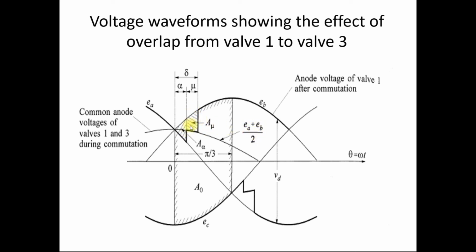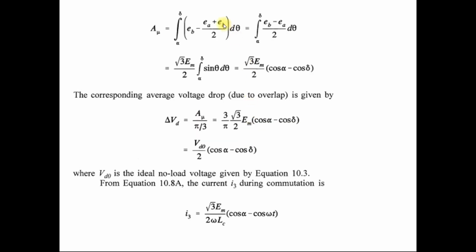So we take the integration from alpha to delta of this voltage difference, EB minus (EA plus EB by 2), multiplied by d theta, because we take the integration with respect to theta. Here omega t is replaced by theta.